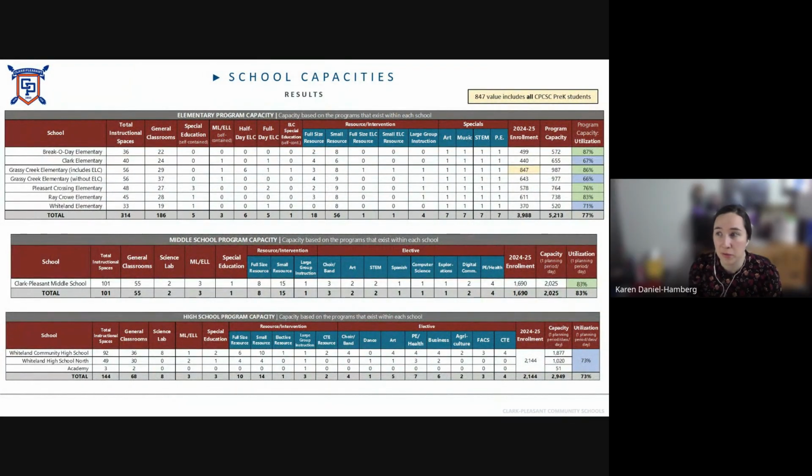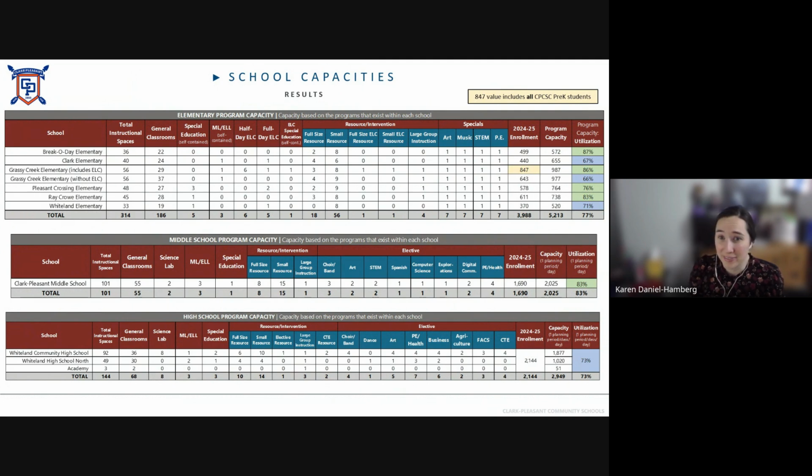So like I said, we're going to focus on the programmatic capacities tonight. If you want to see what the design capacity of the buildings are, that is available within the report. These tables show the breakdown of the space types within each building. At the elementary level, you have a total program capacity for all your elementary schools of 5,213. Last year, your enrollment was just under 4,000, which gives you a utilization, which is just enrollment divided by capacity, of 77%.